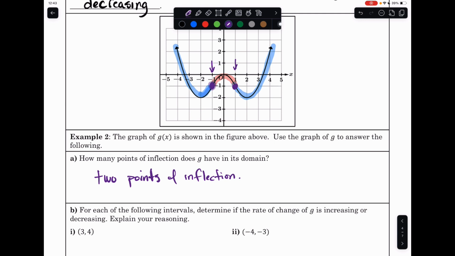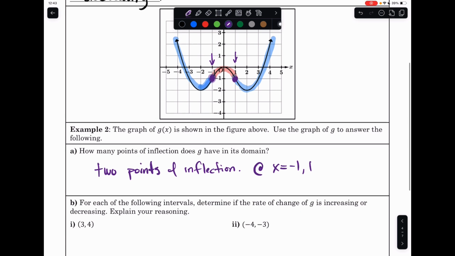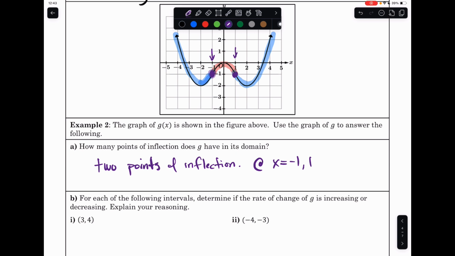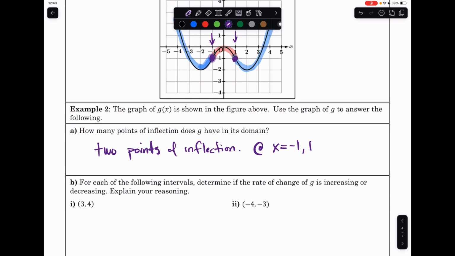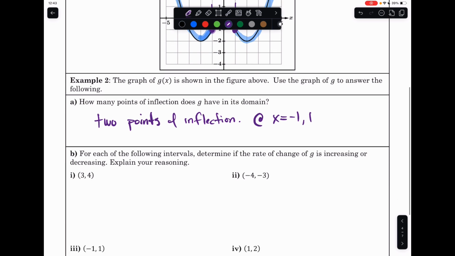Now, where are those 2 points of inflection? We'll assume that they're located at -1 and at +1. Okay, I could be off, but we'll just make that estimate. Now, having identified those and saying that that's where they're going to be, for which of the following intervals determine if the rate of change of g is increasing or decreasing.